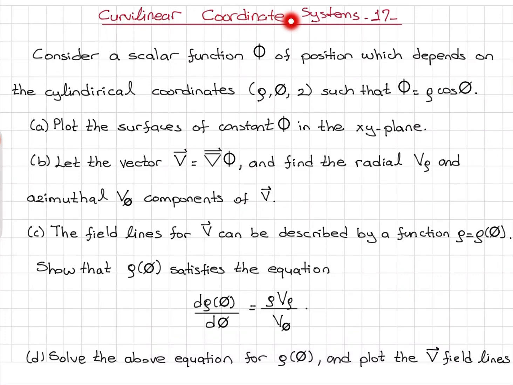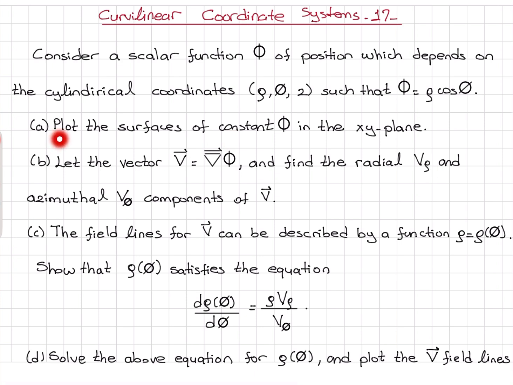Curvilinear coordinate system 17. Consider a scalar function phi of position which depends on the cylindrical coordinates rho, phi, z, such that phi is equal to rho cosine phi. So we have already done part B. We have calculated the gradient of this scalar function. We found the radial and azimuthal components.